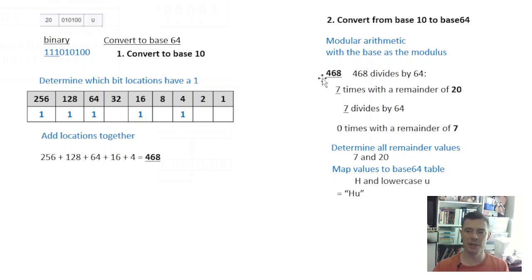Once you have the base 10, you can convert to any other base. You take the value of the base, in this case 64, and this becomes the modulus. You divide and take the remainder. So 468 is divisible by 64 7 times, which gives you this remainder. You keep repeating this until it no longer divides. In this case, you have remainders of 7 and 20. You go from the bottom to the top, and the corresponding values in the base 64 table will give you a capital H and a lowercase u.